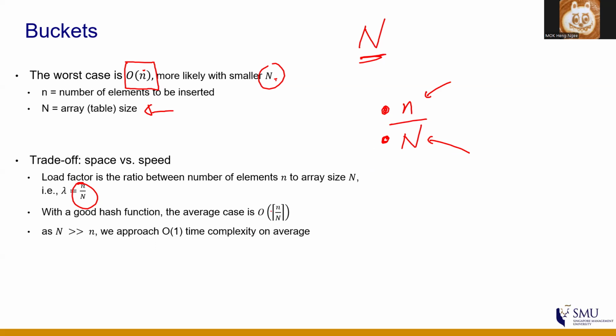So with a good hash function, the average case for a lookup is going to be this. As the denominator becomes very much larger than the numerator, we are going to approach O(1) time complexity on average. Not worst case, worst case on paper is always O(n). But I'm talking about real life, when you actually write the code, on average the time complexity should be O(1) for a retrieval, for a search, if this is very much bigger than this. So it's a compromise here.